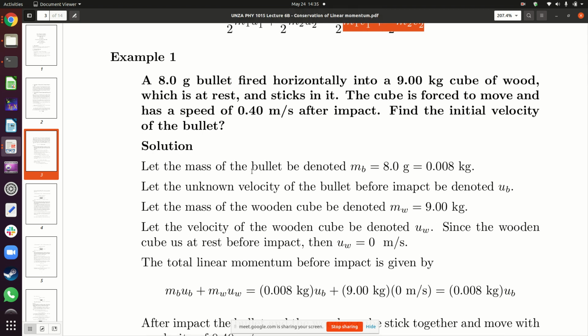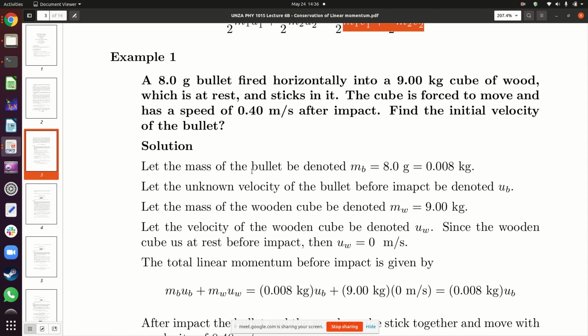An 8-gram bullet is fired horizontally into a 9 kg cube of wood, which is at rest. I think it's supposed to read: an 8-gram bullet is fired horizontally into a 9 kg cube of wood, which is at rest, and sticks in it. The cube is forced to move and has a speed of 0.4 meters per second after impact. Find the initial velocity of the bullet.